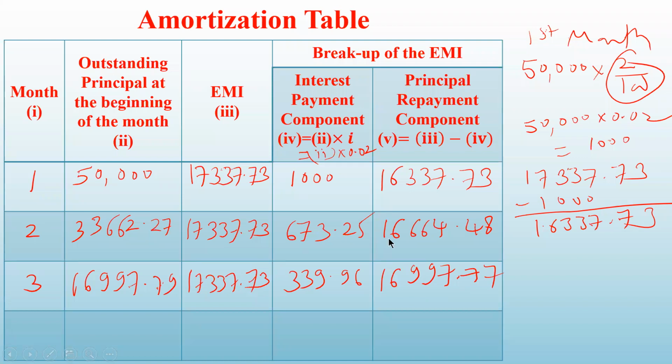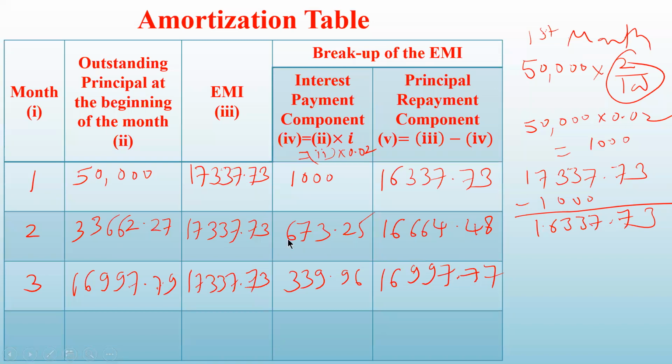Why is this difference coming? Because we are rounding off. We are not taking all the digits. So if you have taken the loan of 50,000, the difference of 2 paise is just negligible. And why is it coming? Because we are taking only 2 decimal places. Otherwise, this also would not have come.